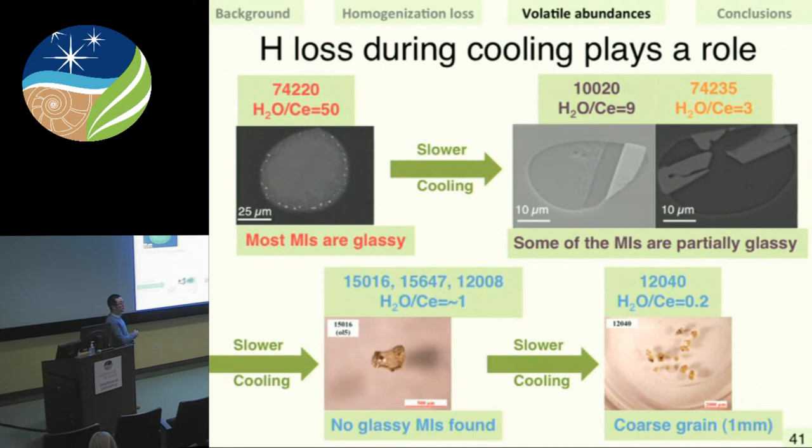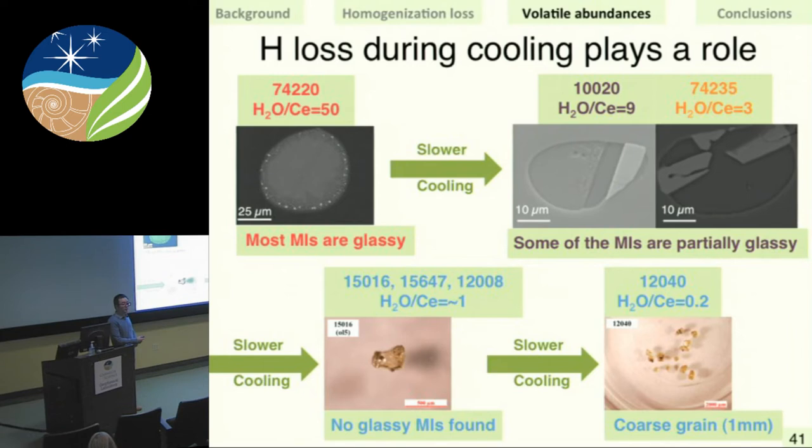One interesting correlation we observed in this data is that water serum ratios for different samples seem to be correlated with their apparent cooling rate. So the highest water serum ratio was found in the sample where most melt inclusions are found to be glassy. Intermediate water serum ratios are found in lunar samples where some of the melt inclusions are found to be partially glassy. And low water serum ratios are found in the crystalline, the more slowly cooled lunar basalt samples with almost no glassy melt inclusions.